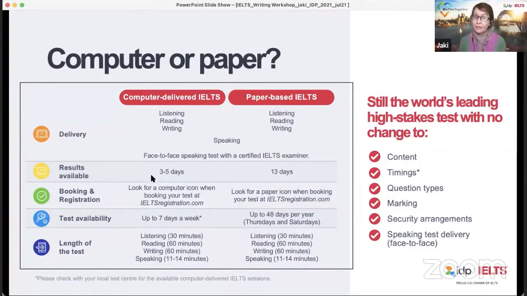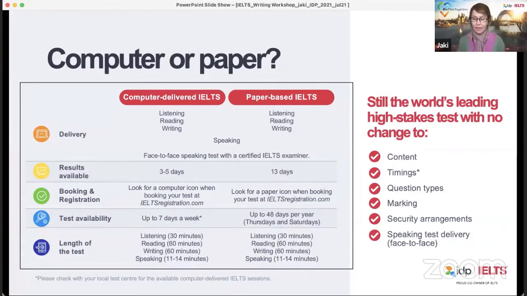The computer test, you get the results faster, 3 to 5 days. And you can often do it more often, so up to 7 days a week. And then people always ask me, so which is better? Which one's easier? And that really depends on you. So are you very comfortable on the computer? Can you type well, pretty fast? Are you comfortable reading on the screen? Because you have to do all your tests on the computer. So you have to work out what you're good at.